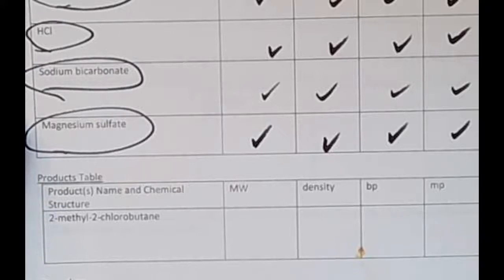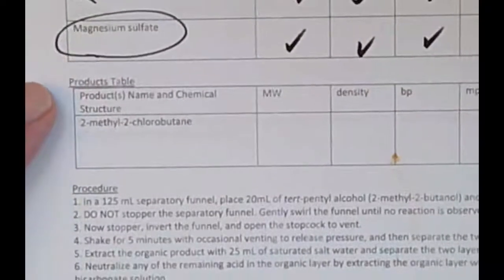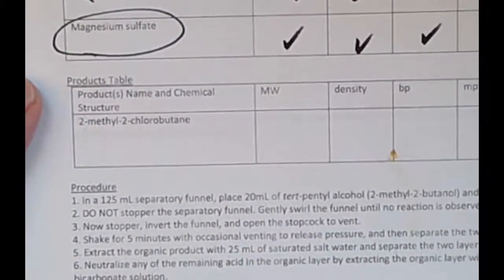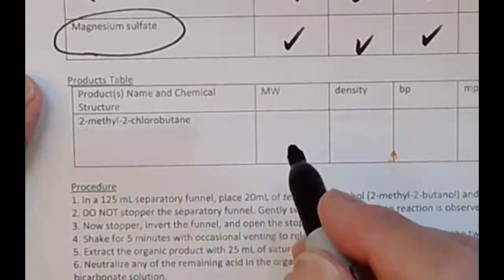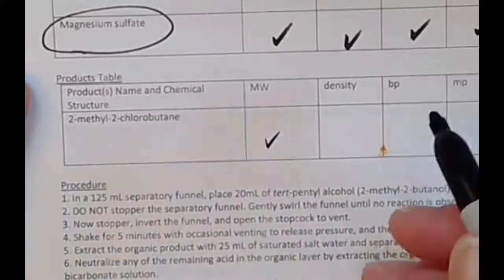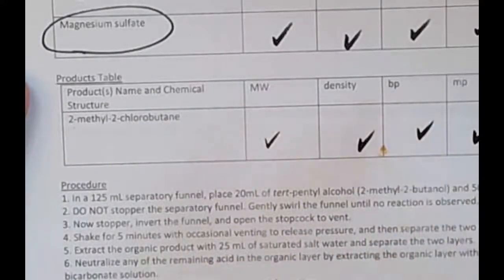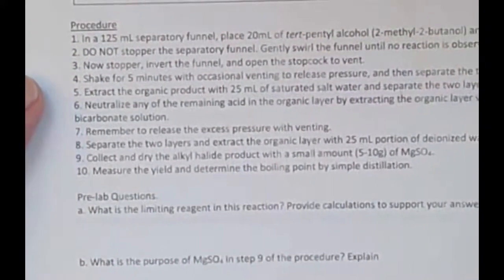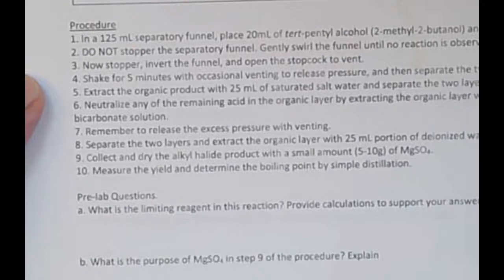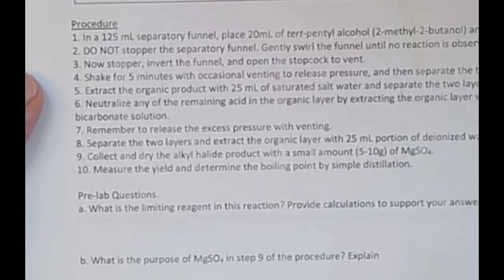Then we also ask students to look ahead because we are making a product. The product that we're making, as I said, is 2-chloro-2-methylbutane. Again, I ask you to look at the molecular weight of the product, density, boiling point, and melting point. Typically we can't do it here in this class, but we have a little procedure. The procedure is really very straightforward. In this case, we use a separatory funnel. We use a little bit of distillation.